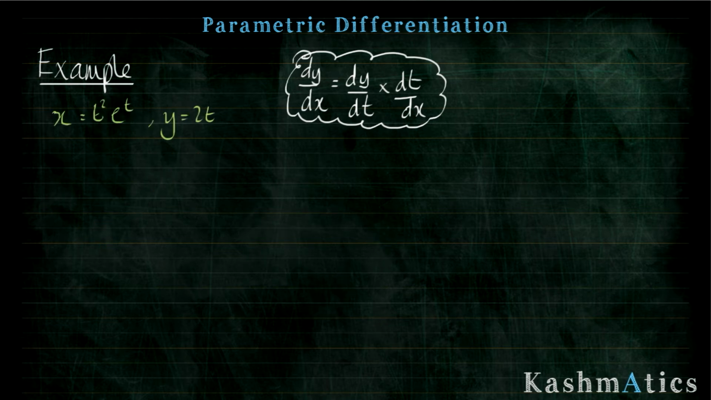So the third example is a little bit more involved. dy by dt is straightforward enough. Okay, let's just get that out of the way. dy by dt is just 2, and that's nice and easy. But this here is a product, so we need to use the product rule.